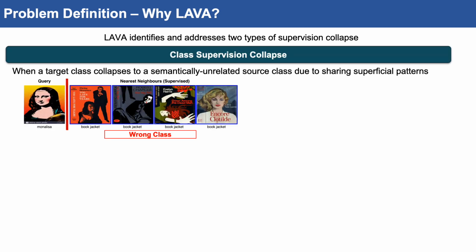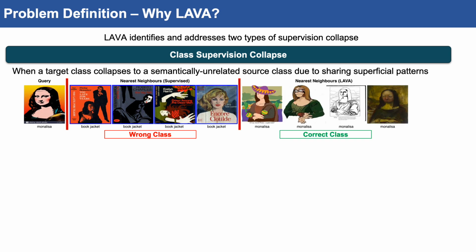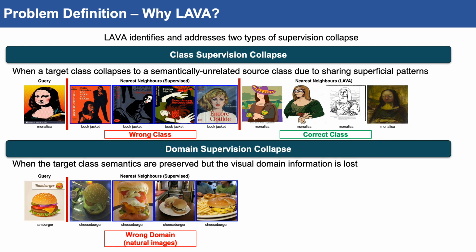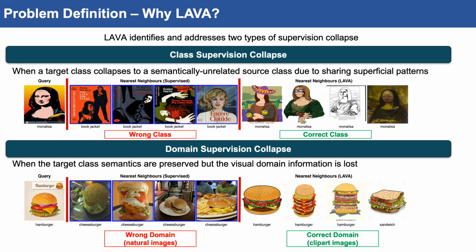The first is what we call class collapse, and it happens when the model confuses a target class with a source class when they share superficial similarity. For example, here the supervised model retrieves these book images as the nearest neighbors to the Mona Lisa target query image, instead of retrieving the correct Mona Lisa class images. The second type of collapse is the domain collapse. Here, the supervised model retrieves relevant images of a cheeseburger, however, in the natural image domain instead of a clip art domain.